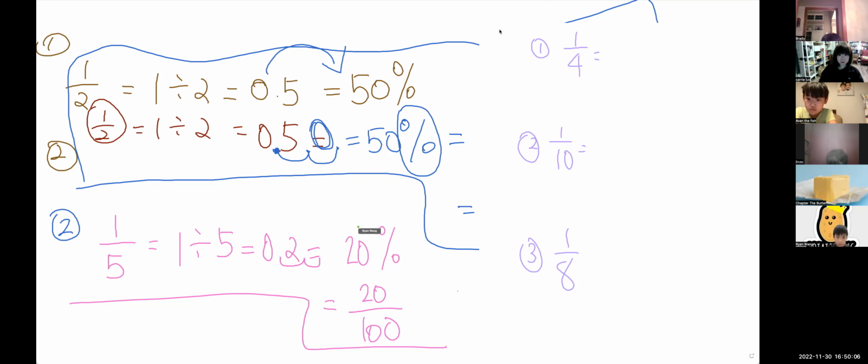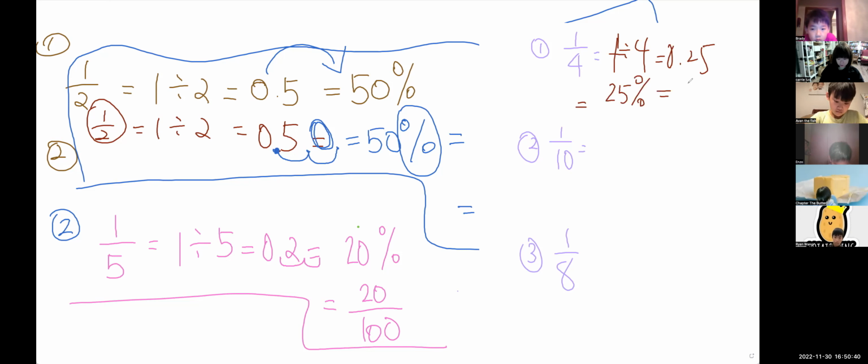Okay, so I'm going to call one of the students' names and he will help us do the first question. Okay, so Ryan, can you tell me how to do the first question? So you first do 1 over 4, which equals what? 1 divided by 4, which equals 0.25. Very good, 0.25, thank you. Then equals what? 25%. This also equals what?